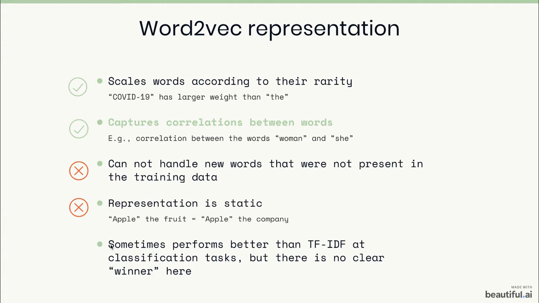So for a classification task, it does sometimes perform better than TF-IDF representations, but there is no clear winner here. There are some tasks where TF-IDF is superior, and there are some where Word2vec is superior.